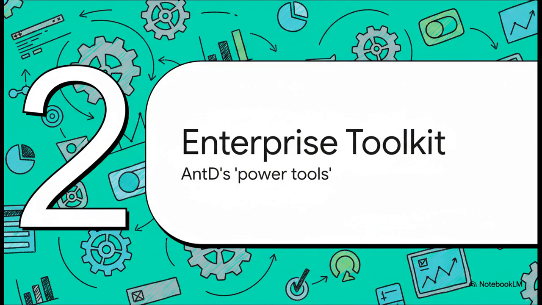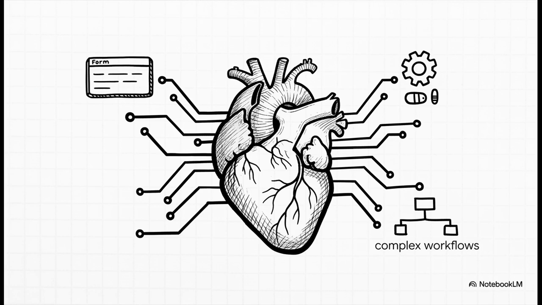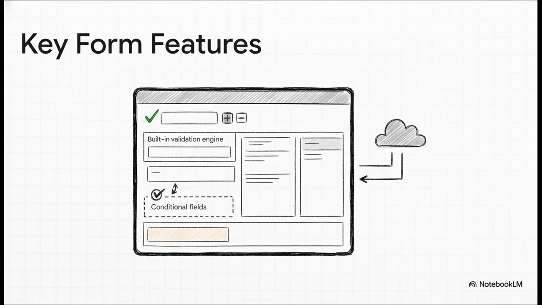Okay, so let's pop the hood and look inside the toolkit. Let's explore the actual power tools that have given Ant Design such a dominant reputation in the enterprise world. First up is what a lot of developers would call its main superpower, its forms. I mean, in a business app, a form isn't just a contact us box, it's the absolute heart of the application. It's where all the data entry, the configuration, and the complex workflows happen. And Ant-D's forms are just beasts.